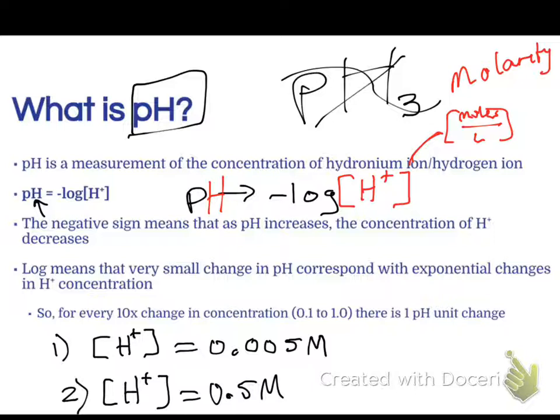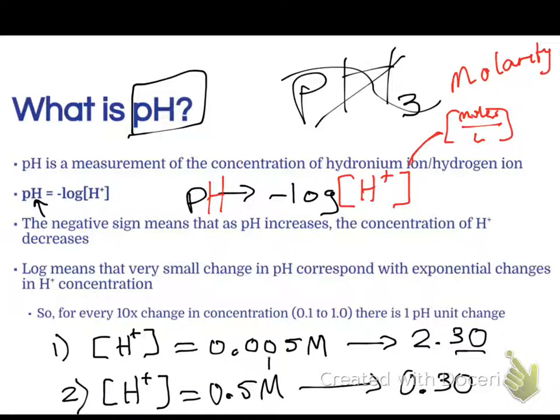All right, so if I put in negative log of 0.005, it equals 2.30. If we put in 0.5, oh, by the way, every single time I'm doing pH, I always have 2 decimal places in my answer. That is the right significant figures, no matter what the concentrations have. Now, if I put in 0.5, the pH goes to 0.30, so it's dramatically different.